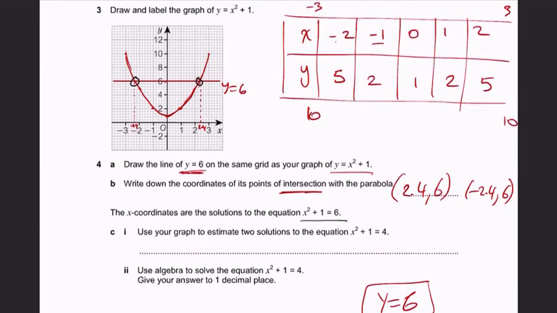Use your graph to estimate two solutions to the equation x squared plus 1 equals 4. Did you cover this in school, guys? We did. Okay, so now I have a graph. Suppose that I'm asking you to draw this.